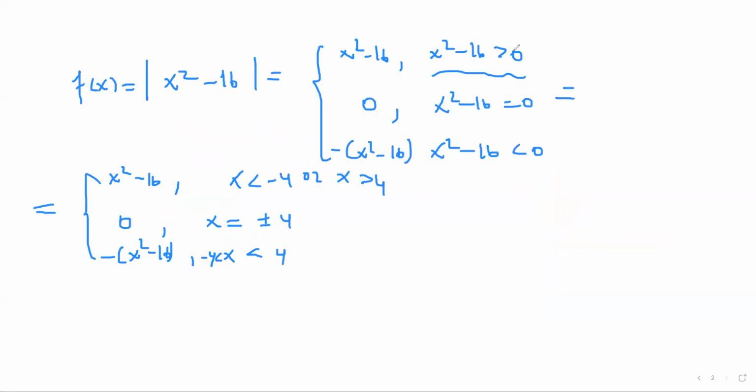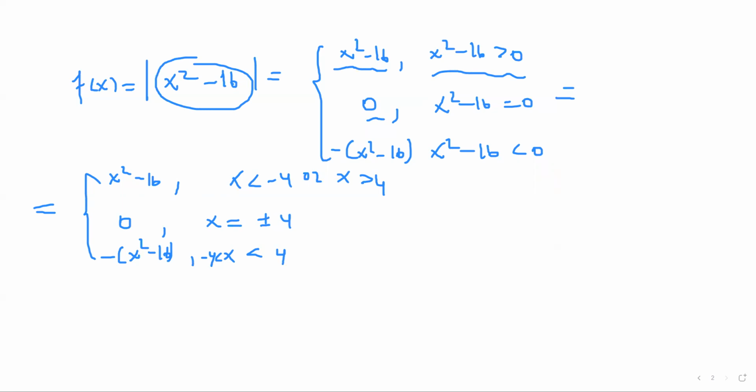For this purpose, let's write our function in expanded form. f(x) equals absolute value of x squared minus 16. If the expression inside is positive, we get x squared minus 16. If it equals 0, we get 0. And if it is less than 0, we get negative (x squared minus 16). So in more detailed form, we get this expression for our f(x).